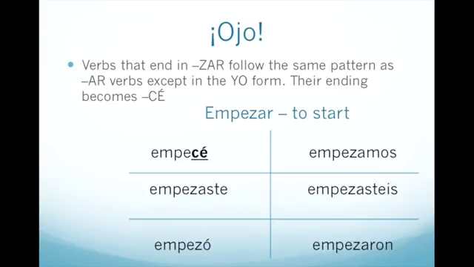So the z changes to a c. We don't have to insert a u here. However, the z in the yo form changes to a c. Empecé, empezaste, empezó, empezamos, empezastes, and empezaron. Again, regular everywhere else, except in the yo form, the z changes to a c. I started, you started, he started, we started, y'all started, they started.